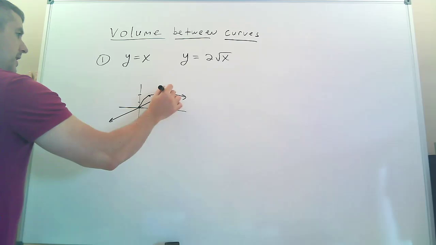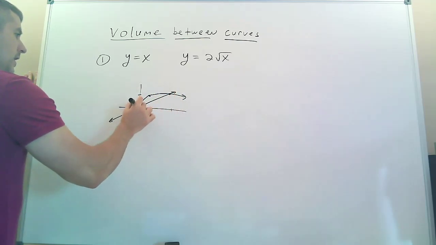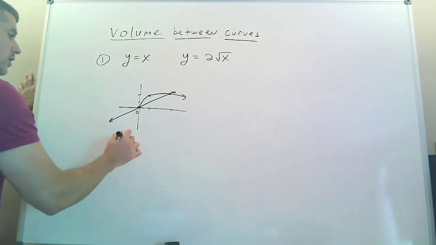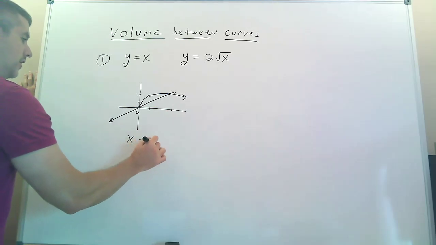Now, I need to know where they meet. They're going to meet somewhere out here. It's clear that they meet at 0. So you have to set them equal to each other. This step is not trivial.